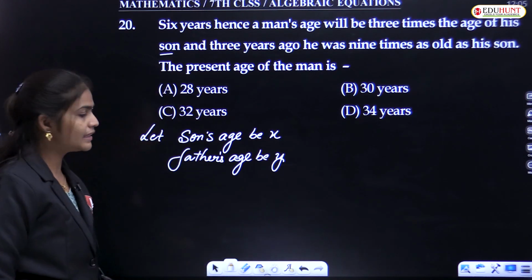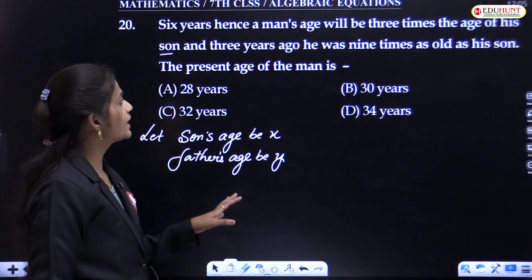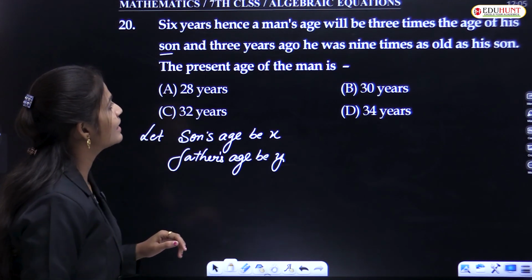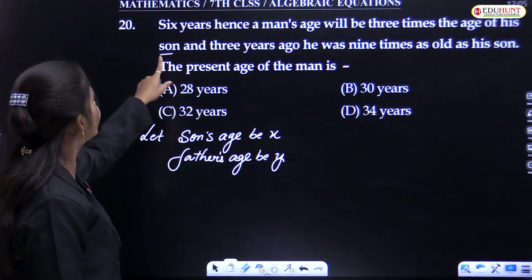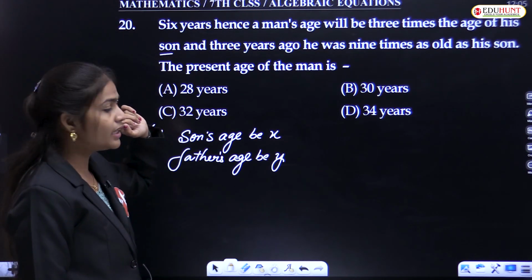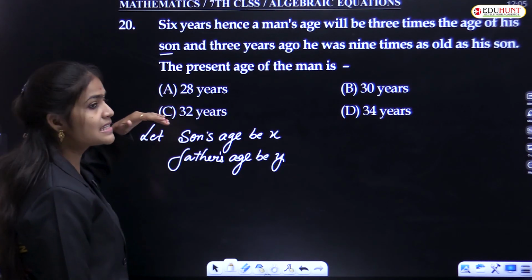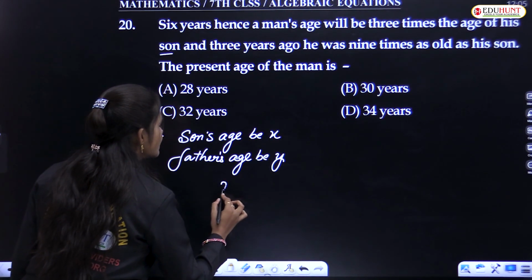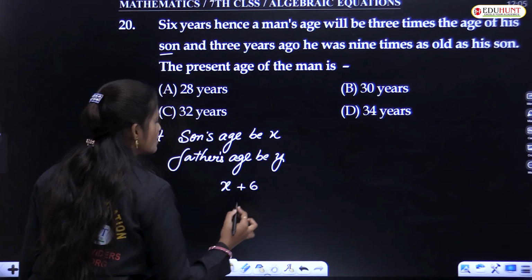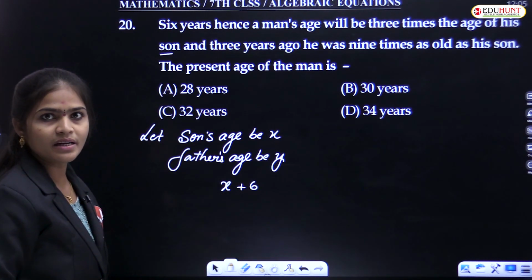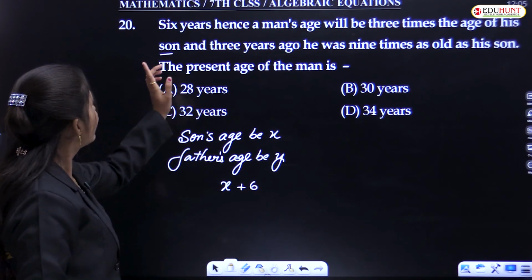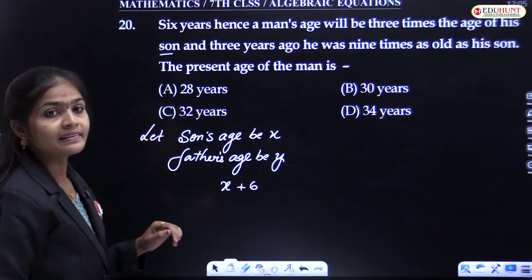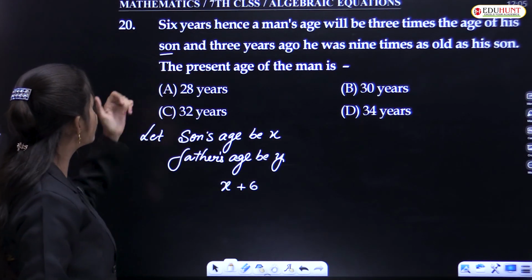Okay, let the father's age be y. Now here, 6 years hence, a man's age will be 3 times the age of his son. So 6 years hence means the son's age becomes x plus 6 only, no? The son's age becomes x plus 6. 6 years hence, a man's age will be 3 times the age of his son.